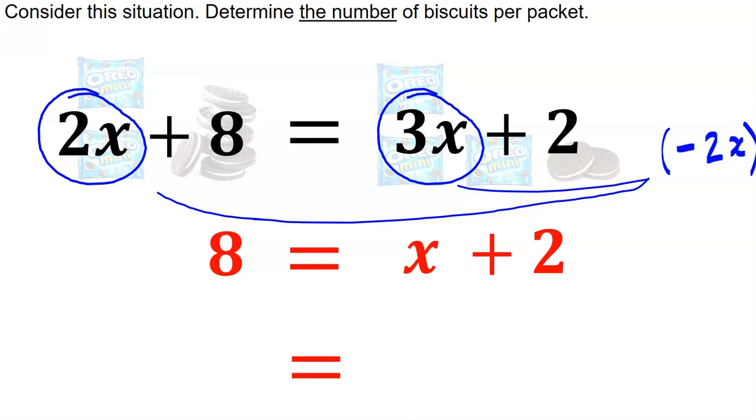On the left remains 8 cookies. On the right remains 1x and 2 cookies. As the balance method applies, we remove 2, and that's how we knew the solution for x was 6. In other words, there had to be 6 bickies per pack.